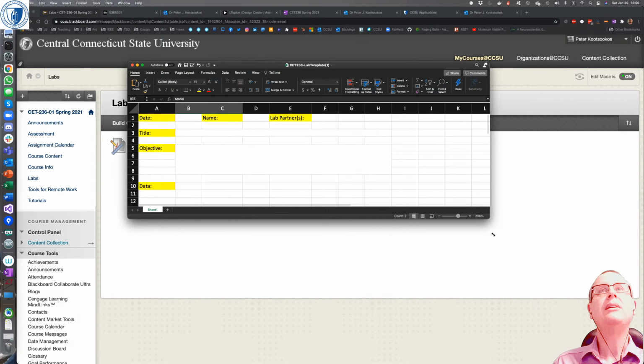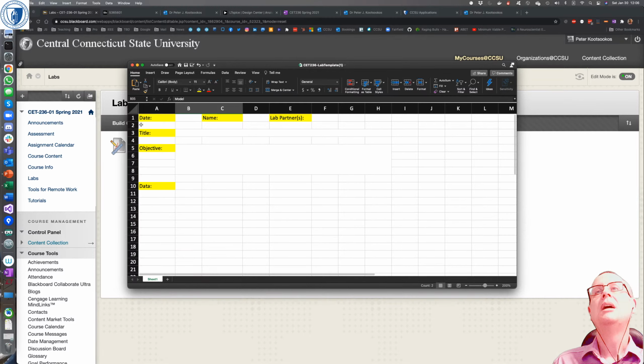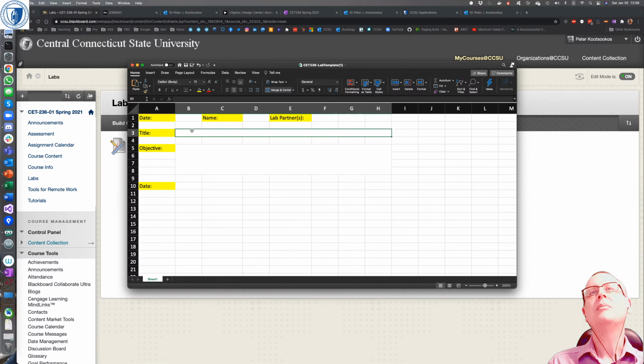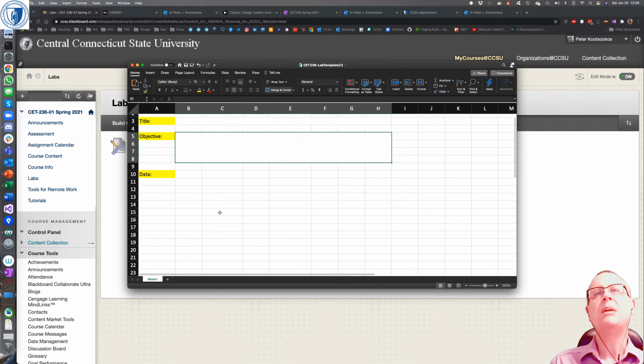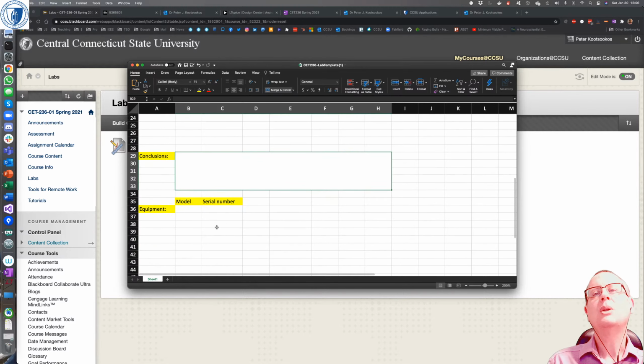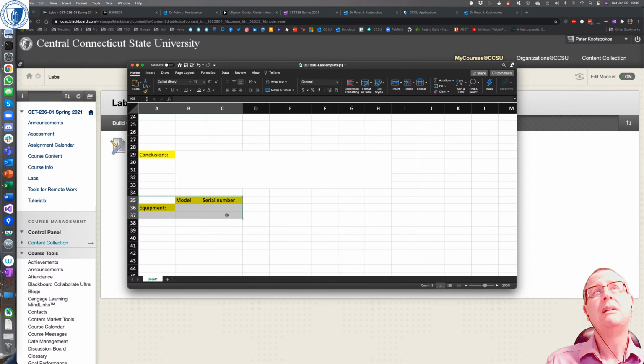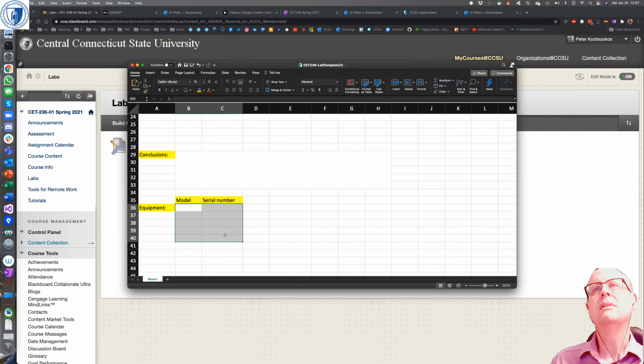course, there's no need to have a lab partner, but the sorts of things that you want to put in there are the date, your name, the title of the lab, what the objective of the lab is, any data, write up the conclusions, and we don't have any real equipment. Maybe you want to say what version of LTspice you're running. That might be useful in case there's a problem. But normally we'd put in the serial number and the model number of the equipment we're using, the power supplies and that sort of stuff.